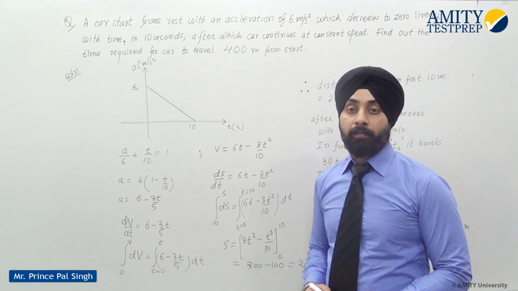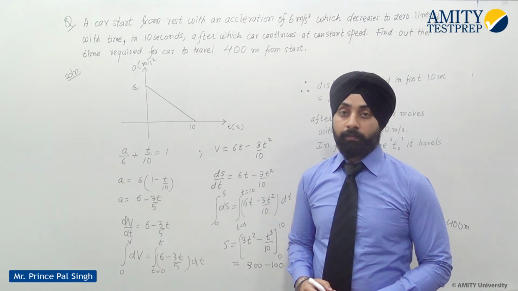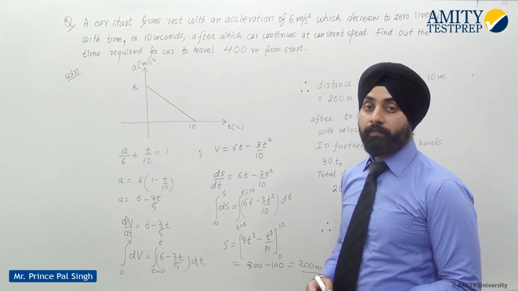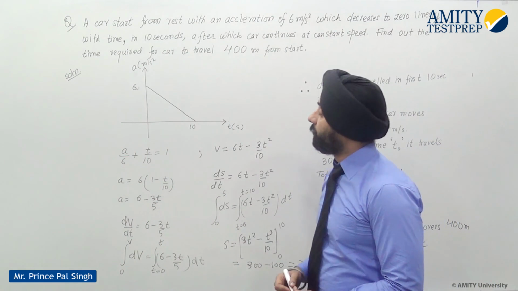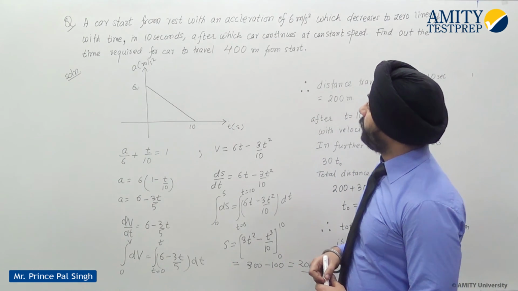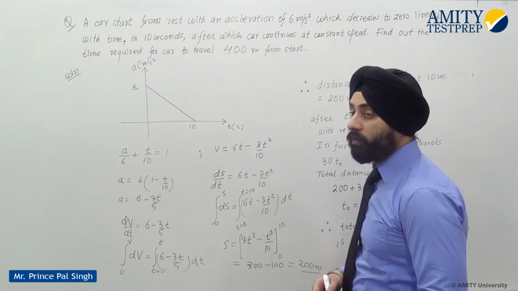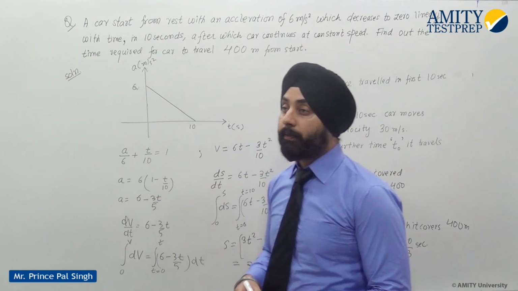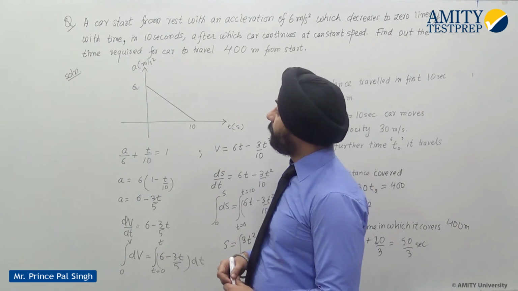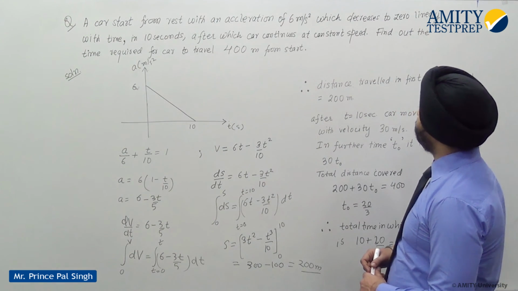Today we will discuss a problem in kinematics, a problem which deals with non-uniform motion. Here the particle is moving with an acceleration which is not constant throughout the journey. A car starts from rest with an acceleration of 6 meter per second square, which decreases to 0 linearly. That is, the acceleration is not constant, and it becomes 0 in 10 seconds. After which the car continues with constant speed.